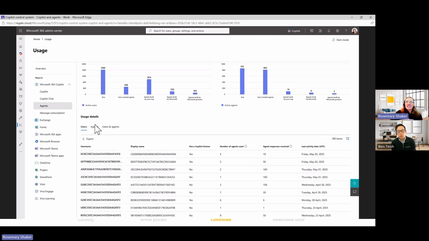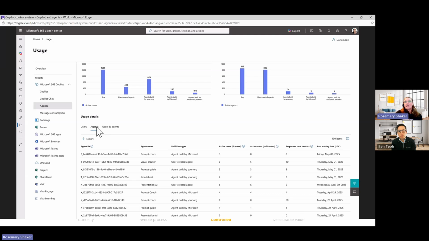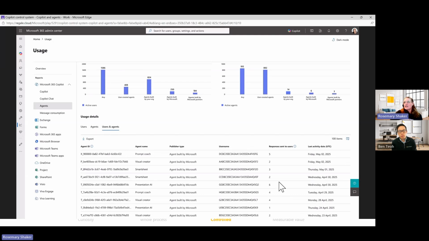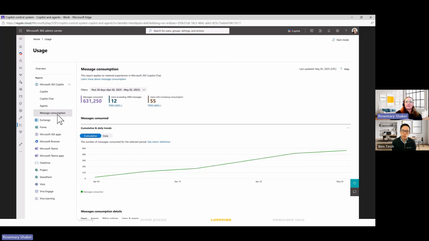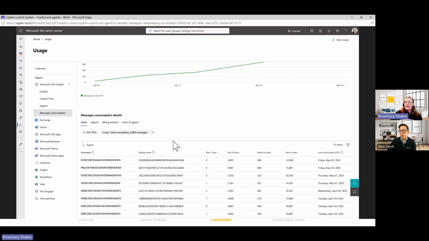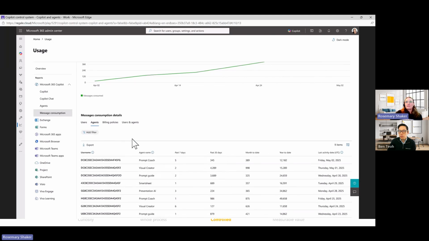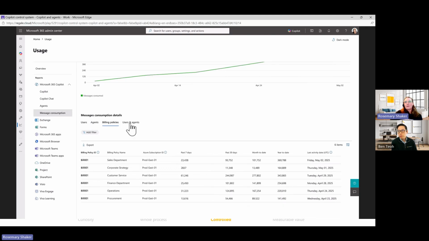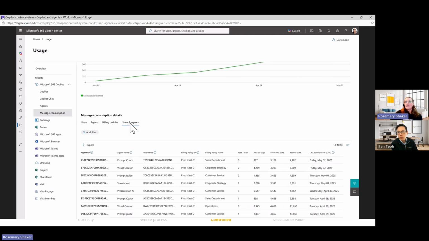You can get into more detail here about your agents, your usage. You can see who's using them, how many responses that they're getting. You can check if you're using a pay-as-you-go model for your agent consumption. You can see that consumption here of how much those agents are being used from an individual perspective, and which agents they're actually focused on, what the billing policies are, where that billing is going to, how it's been set up, and who those users are.